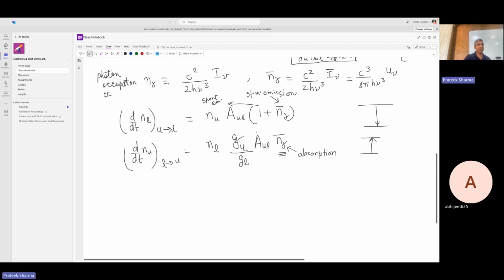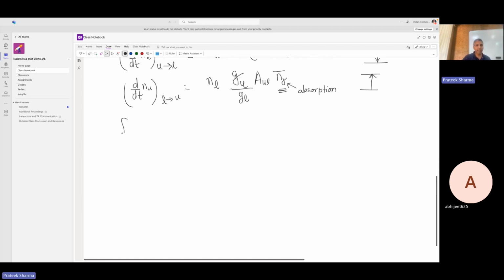And these relations are true even in the absence of LTE. These are the microscopic rate equations. These are true even in the absence of LTE. What LTE does is it relates A_UL to B_UL and B_LU. And that's really the power of this detailed balance argument.